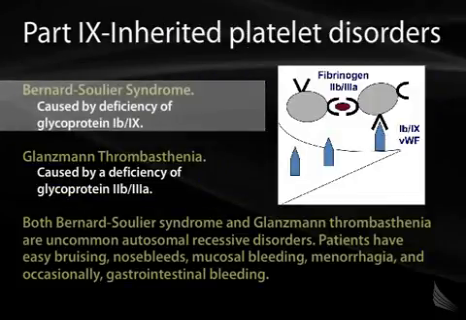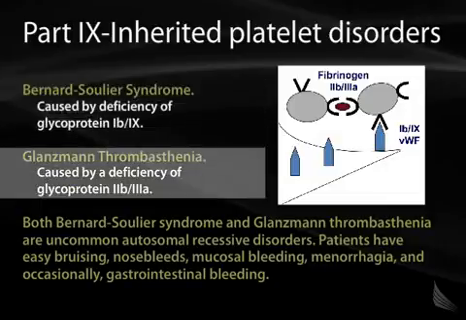With inherited platelet disorders, we have a couple here that you need to know: Bernard-Soulier syndrome and Glanzmann thrombasthenia. Bernard-Soulier syndrome is caused by a deficiency of glycoprotein 1b and 9, which is involved in the binding of platelets to von Willebrand factor. So the GP1b and 9 are on the platelet surface, and they can't adhere to the von Willebrand factor on the endothelium, and they can't form a clot. With Glanzmann's, the problem is glycoprotein 2b3a, which is actually involved in platelet aggregation and platelets binding to each other. Again, without those present, you can't form a clot.